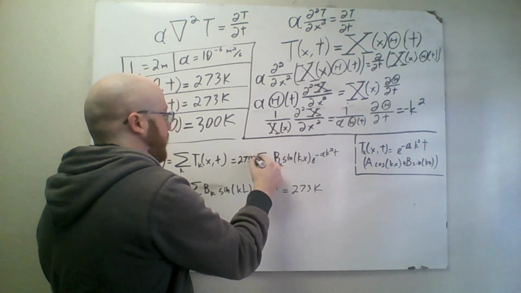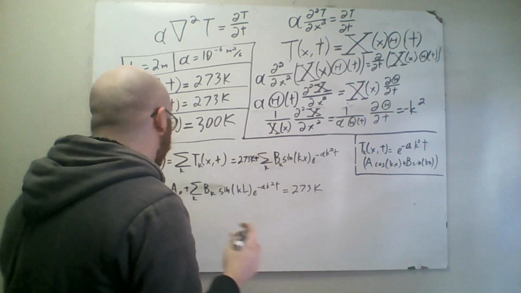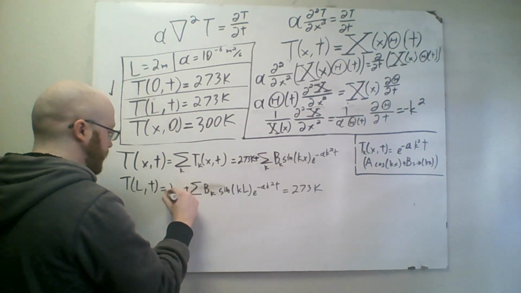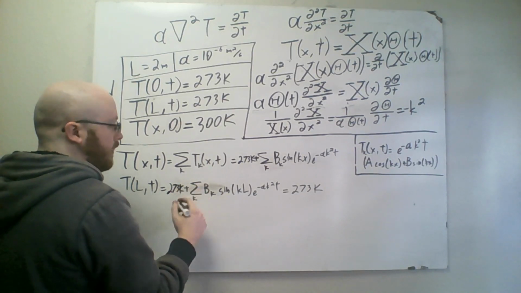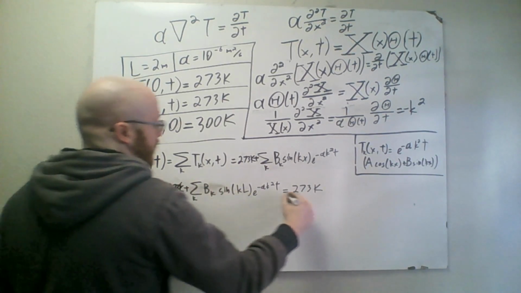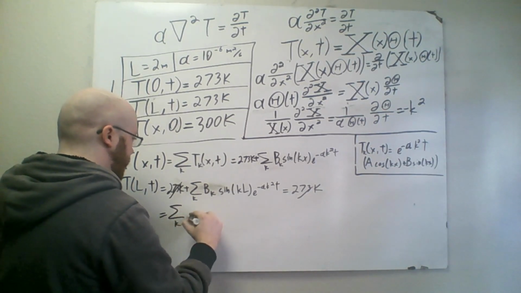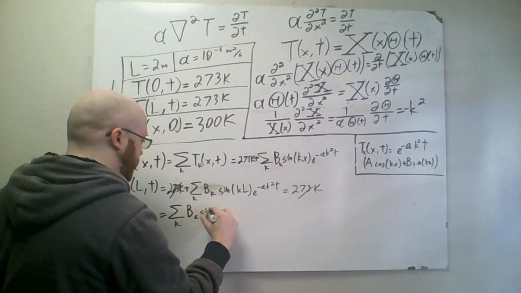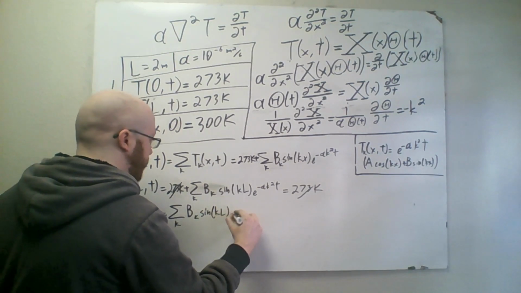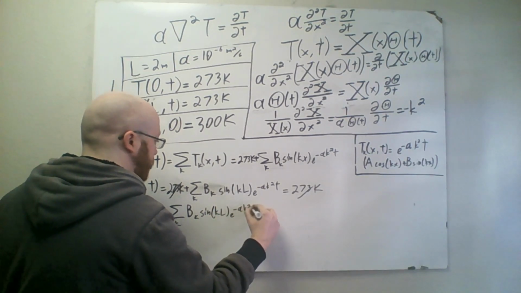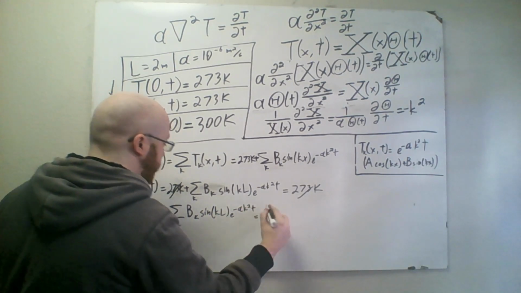I apologize for the big K's and little K's. It's kind of a mess. But yeah, so 273 Kelvin. Okay, so cancel these guys out, and we're left with a similar situation. Sum K BK sine KL negative alpha squared t equals 0.